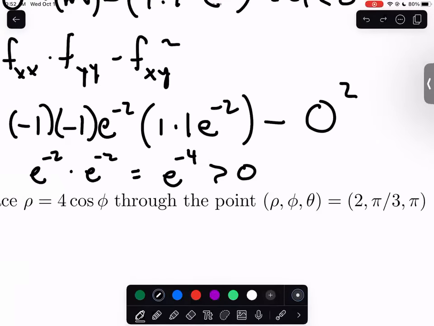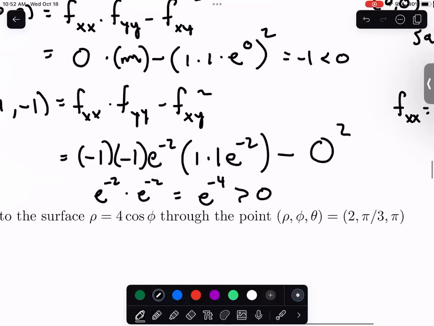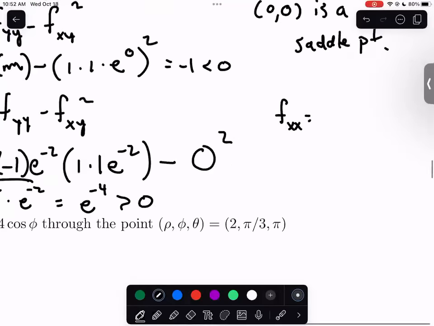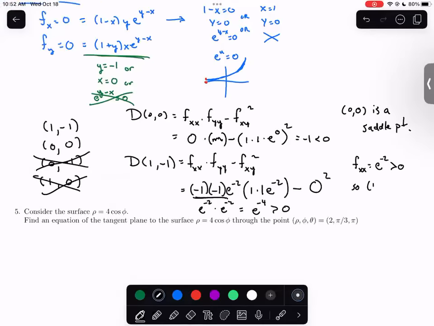So now this is either going to be a local min or a local max. And it's all going to depend on what f sub xx is. Well, we already did that, right? And we found that that's equal to e to the negative 2. That's also positive, so that means it's concave up, or you just, again, look at your formula sheet, and it'll tell you that, well, this is going to be a local minimum. So this point, 1, negative 1, is a local min.